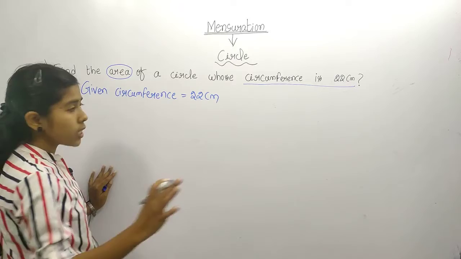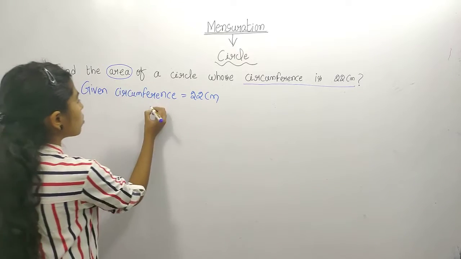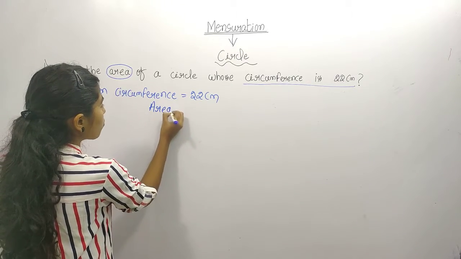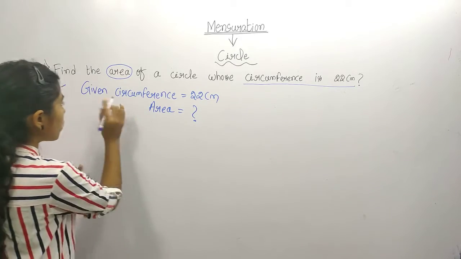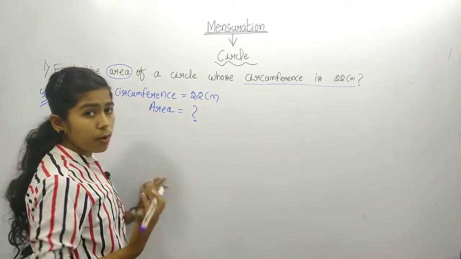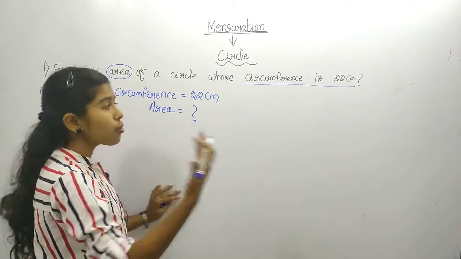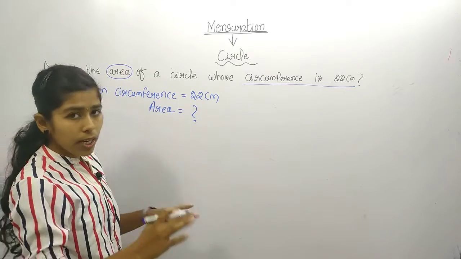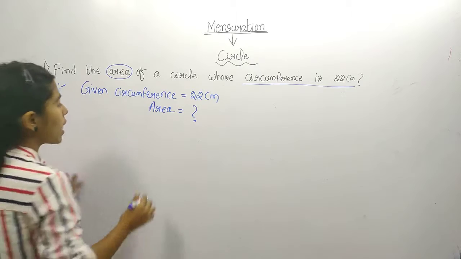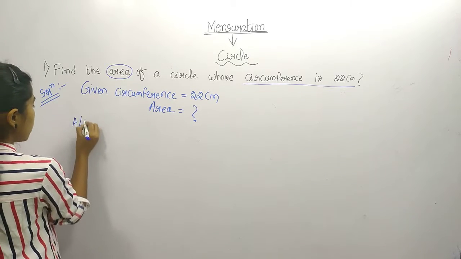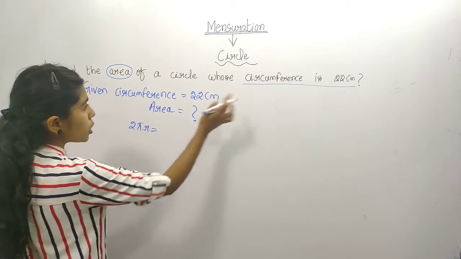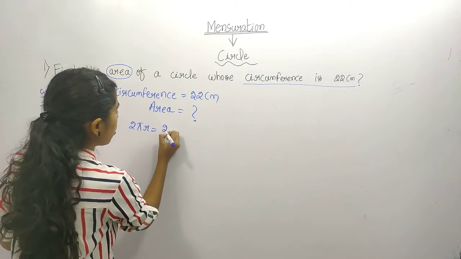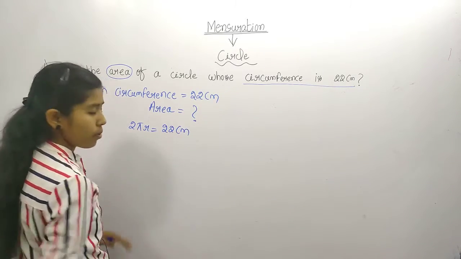What is asked in the question? Find the area. So here you have to bring the area. First, what is given? Circumference. What is the formula for the circumference of a circle? We already know that it is 2 pi r. So according to the question, 2 pi r equals 22 cm.